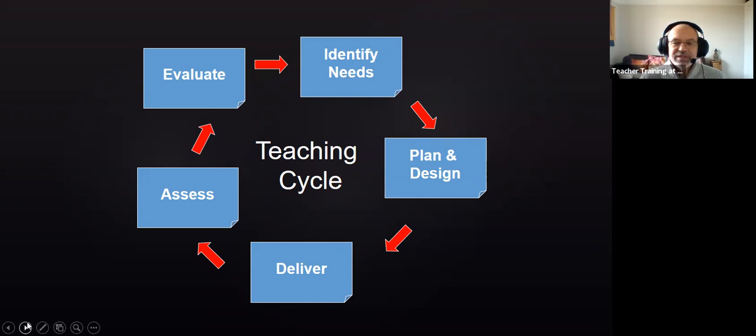Normally, we identify the needs of learners, we plan and design some form of training program for them, we deliver that, we assess the learners to see how well they've done and if they've passed or achieved, and then we evaluate, not the learners, but our performance and the performance of the training program, to see how that went and if there are any opportunities to improve the way the program is planned and delivered. Then we start the cycle all over again with a new group of learners. So we're going to look at each step round the cycle and see what the roles and responsibilities are at each stage.